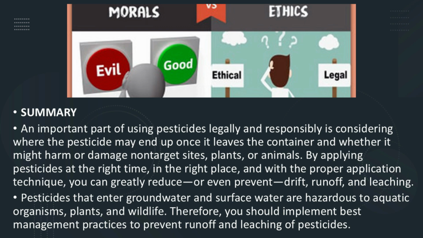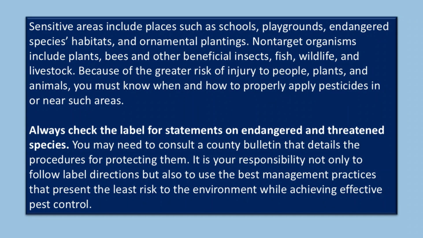Pesticides that enter groundwater and surface water are hazardous to aquatic organisms, plants, and wildlife. Therefore, you should implement best management practices to prevent runoff and leaching of pesticides. Sensitive areas include places such as schools, playgrounds, endangered species habitats, and ornamental plantings. Non-target organisms include plants, bees, and other beneficial insects, fish, wildlife, and livestock. Because of the greater risk of injury to people, plants, and animals, you must know when and how to properly apply pesticides in or near such areas.